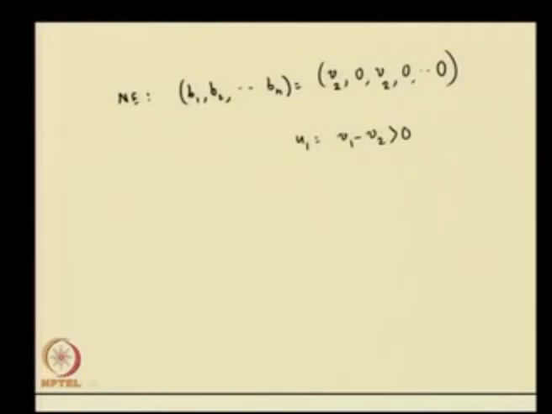Can he be better off? Well, he can bid more than V2, but then his payoff falls. If he bids something less than V2, he loses the object, which is strictly bad. So, deviation by player 1 is not profitable. For player 2, if he has to get the object, he has to bid more than V2, which means that his payoff will turn out to be negative, which is worse than getting 0. For the other players also the same logic applies. So, this is an equilibrium.